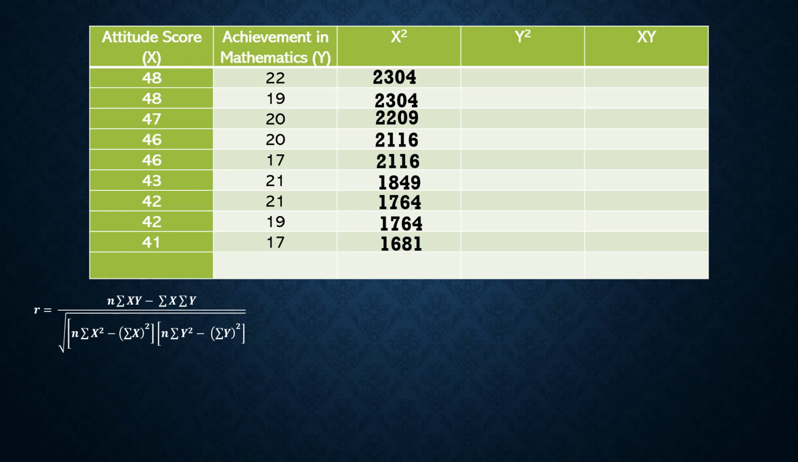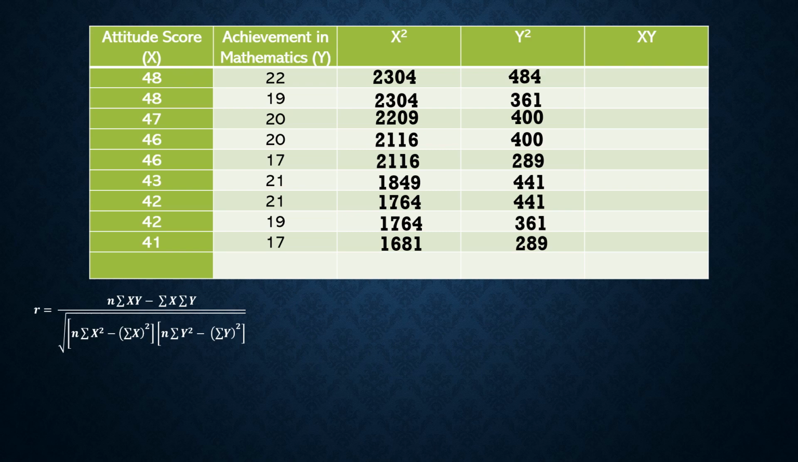Next column is y squared. For y squared, we have 22. 22 times 22 is 484. 19 times 19, we have 361. 20 times 20 is 400. Again, 400. For 17, 17 times 17 is 289. 21 times 21, we have 441. Again, 21, we have 441. We have 19. 19 times 19 is equal to 361. And 17 times 17 is equal to 289.